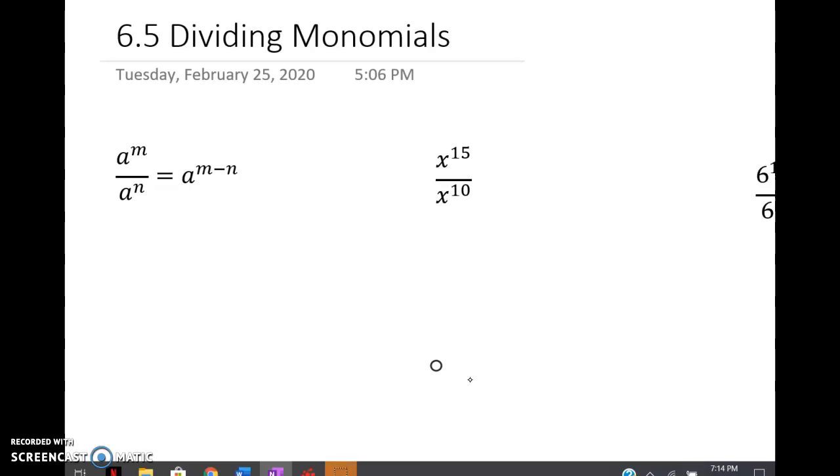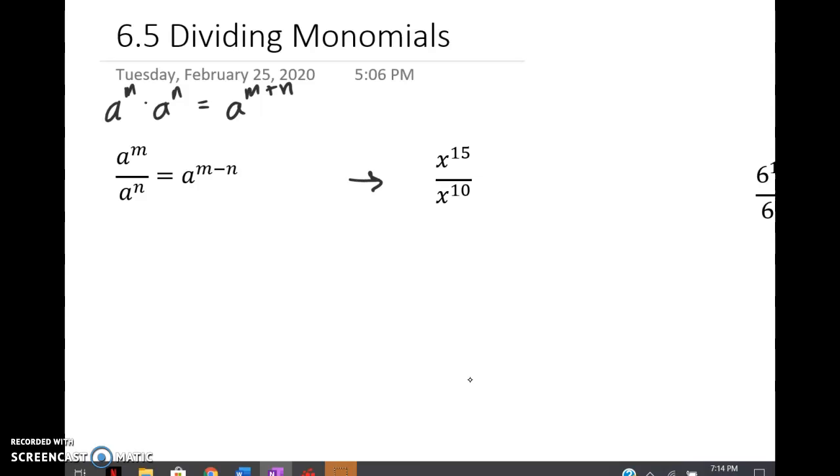Okay, so welcome to 6.5, Dividing Monomials. So remember we had an exponent rule that said a to the m times a to the n. When you multiply and the bases are the same, you add those exponents. So that's one of our exponent rules. Well, now we have one for division, and if you have the same base, you're going to subtract the exponents.